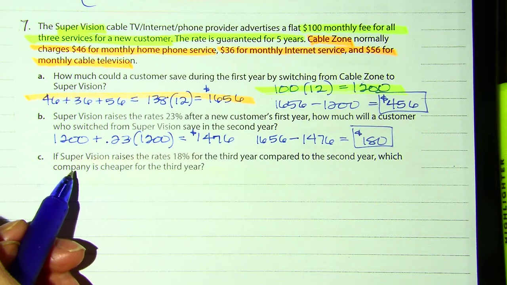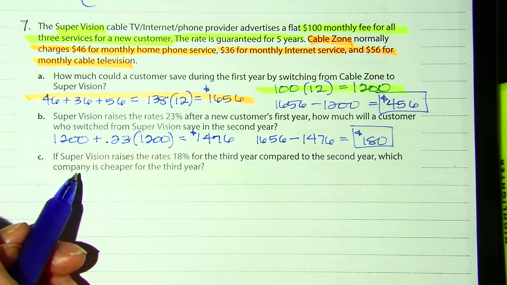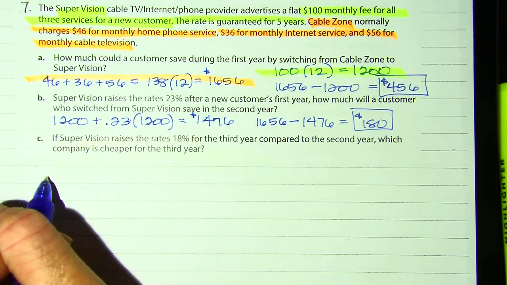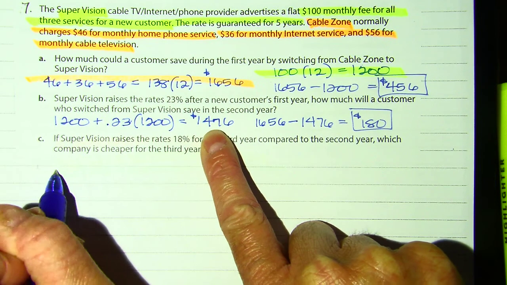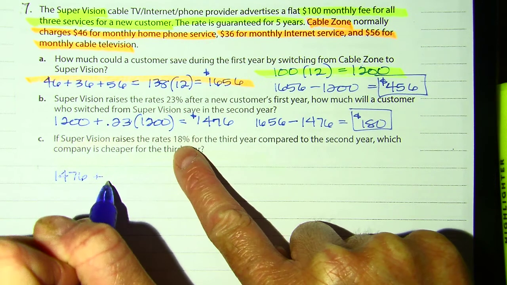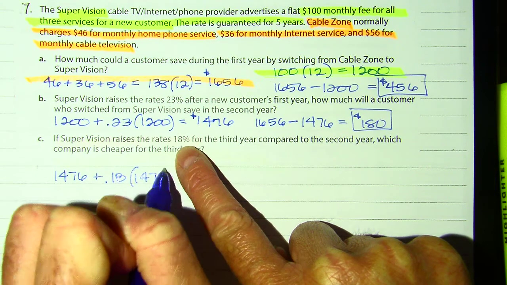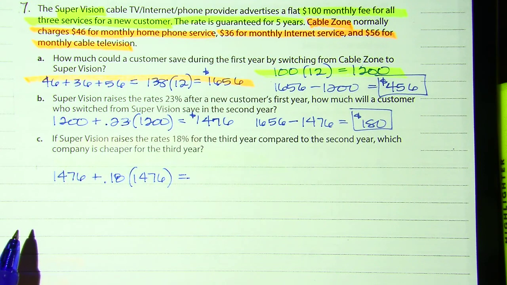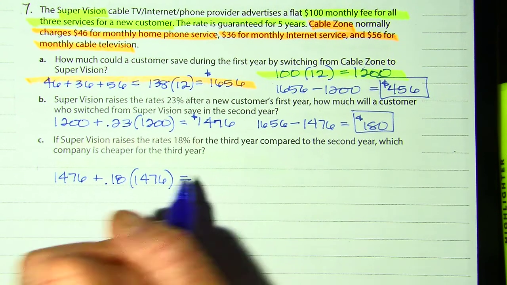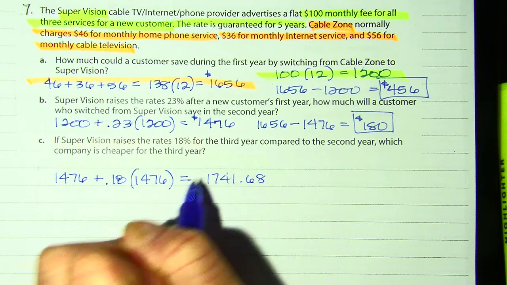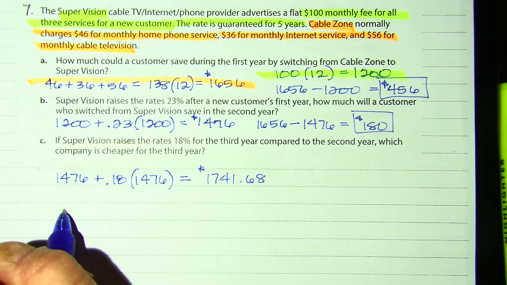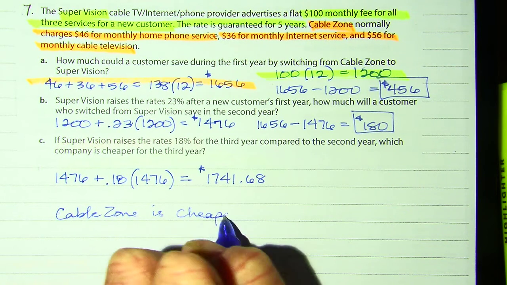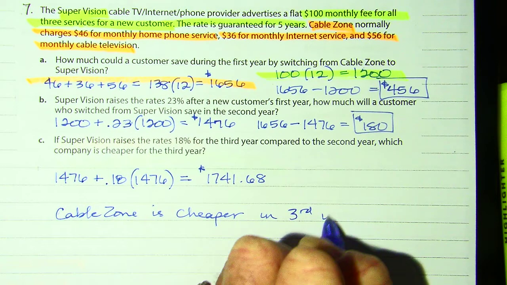If Supervision raises the rates 18% for the third year compared to the second year, which company is cheaper? So let's take the cost. They've already raised it 23%, so $1,476 plus now an 18% increase. So now Supervision is costing $1,741.68. So in the third year, Cable Zone is cheaper in the third year.